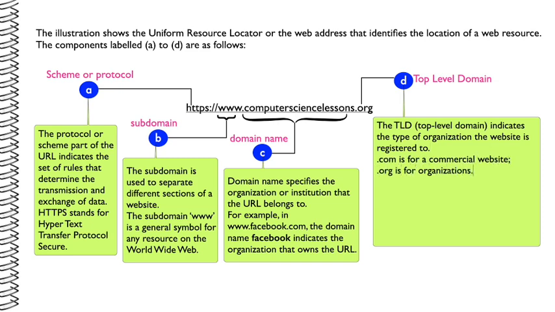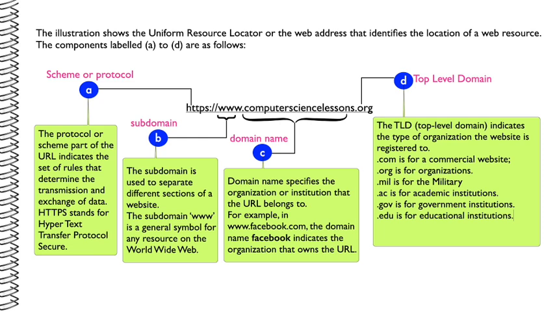.com is for a commercial website. .org is for organizations. .mil is for the military. .ac is for academic institutions. .gov is for government institutions. .edu is for educational institutions. .co.ke is for a commercial entity in Kenya.